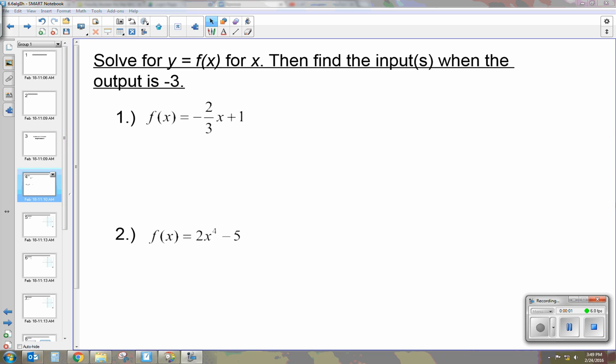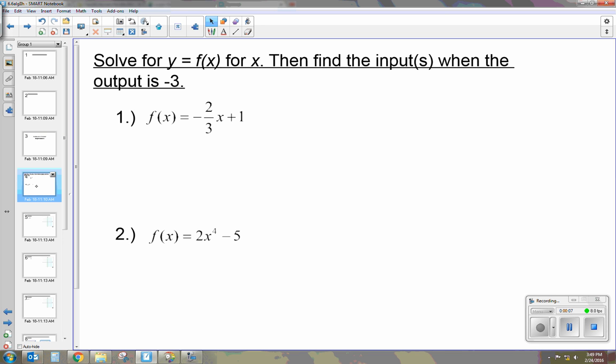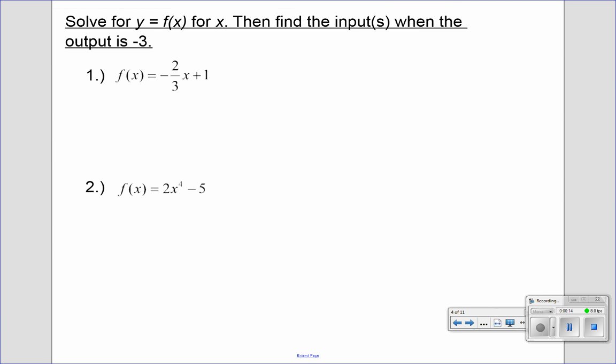Today I'm going to be talking about the inverse of a function. This is chapter 6, section 6. And first off, we're going to learn how to write the inverse of a function. And to do that, you're going to solve for x, okay?